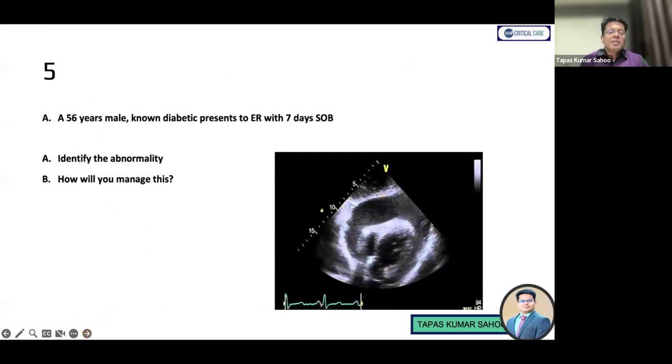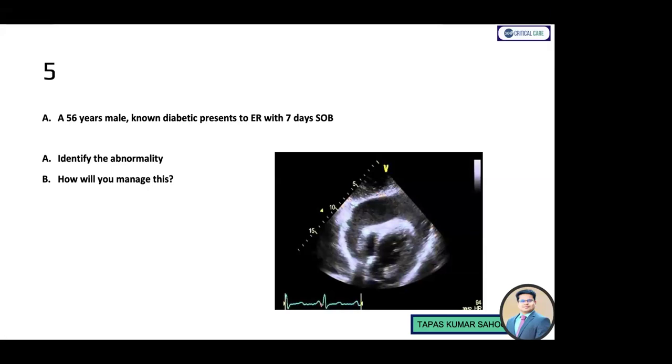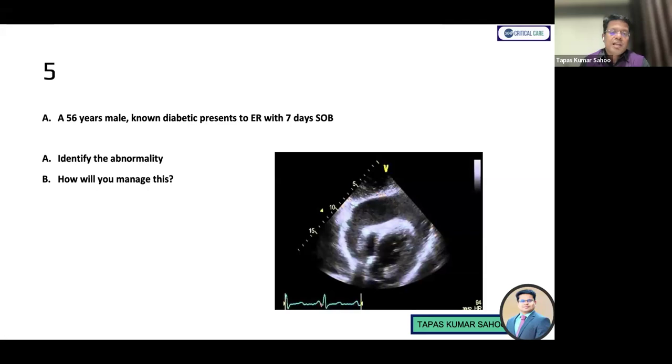Question number 5, a straightforward question. A 56-year-old male, non-diabetic, presents to the ER with 7 days of SOB. Identify the abnormality. How will you manage this? Any answer? This is an easy question. They may show you a short clip or video in your real exam, but in our practice test, we have only shared the screenshot. They may play the video.